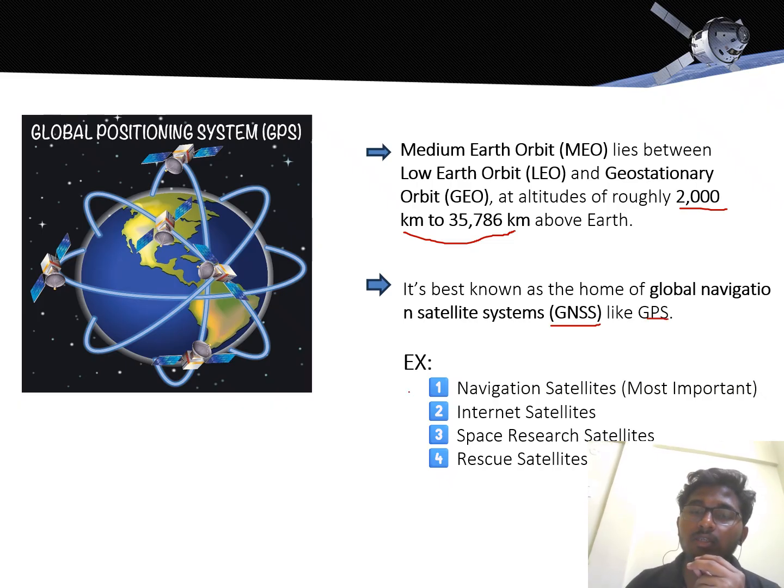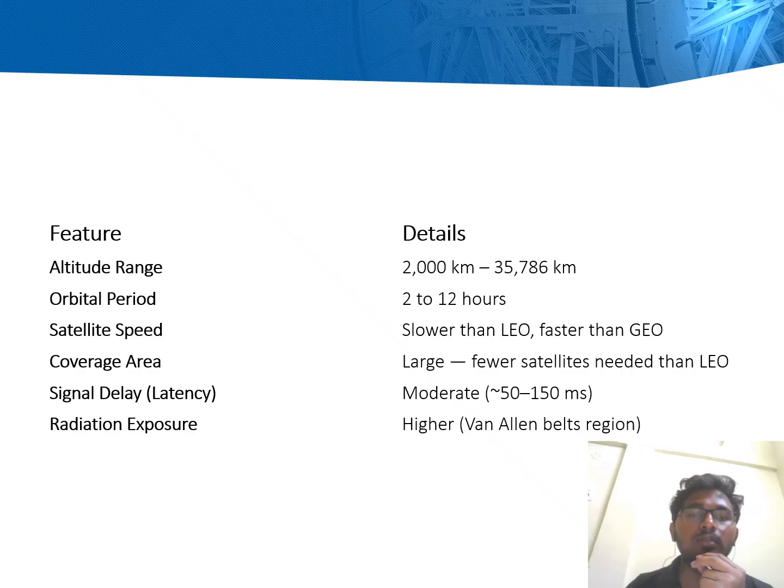Examples: navigation satellites, most important, second one internet satellites, third one space research satellites, and fourth one rescue satellites. These are the applications of the medium Earth orbits.